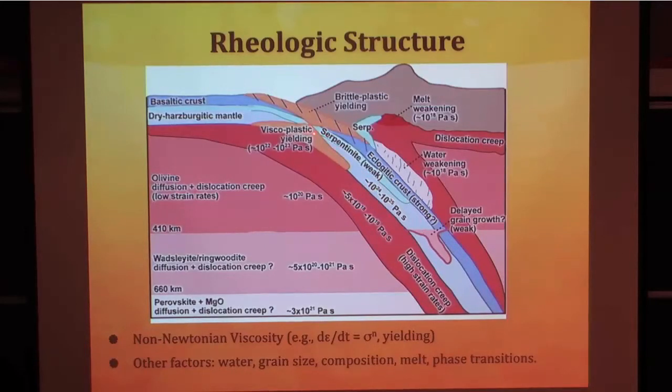But you're going to have serpentinites forming. Those are weak. You have faulting in here, which is hydrating this part. That's going to have a different rheology. You're going from basalt to eclogite. Eclogitic crust might be much stronger than basaltic crust.